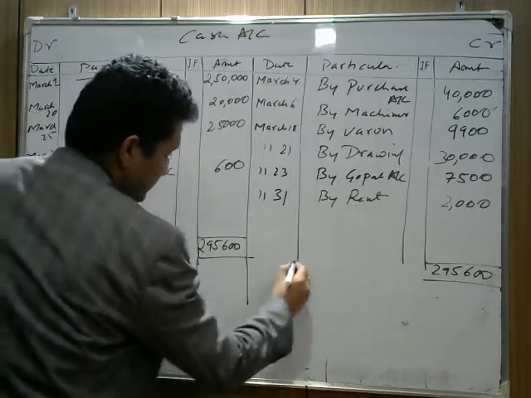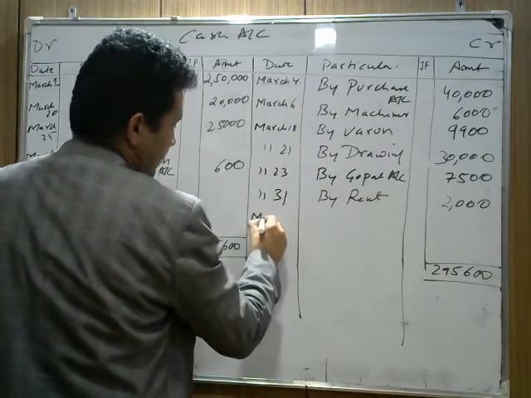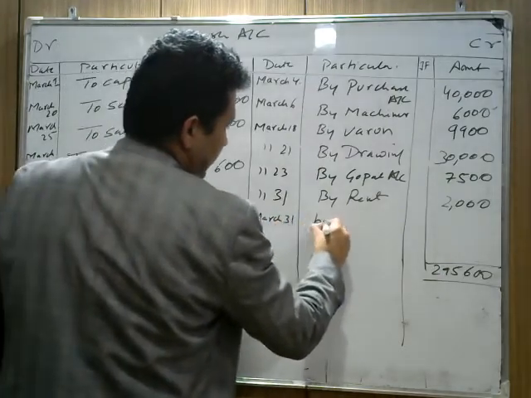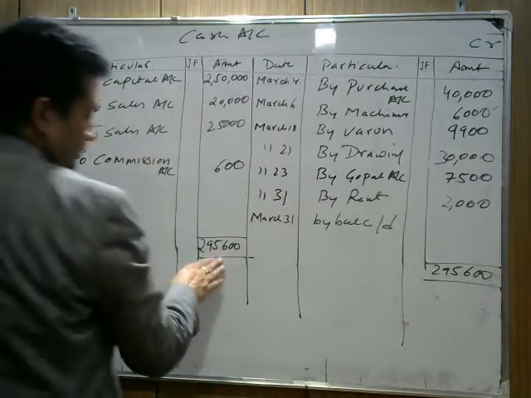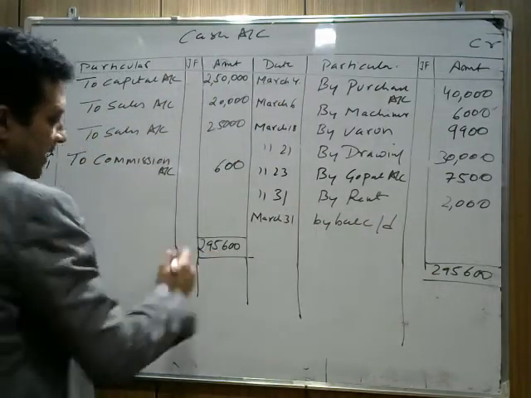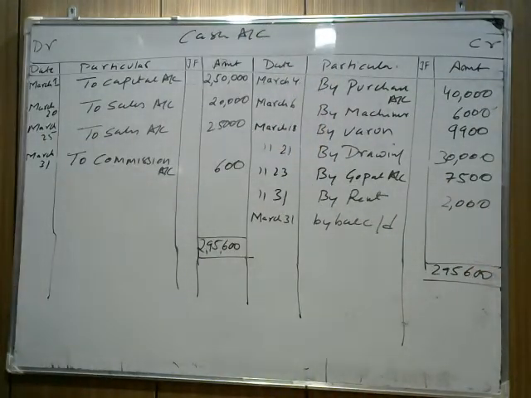295,600. Okay, so how much is your debit side on the close date, March 31st? We write "by balance c/d". How much balance is left? 2,95,600 minus all these items. Your debit side is more, so we get a debit balance. Here's by balance. It is 2,95,600 minus 40,000 minus 6,000 minus 9,900 minus 30,000 minus 7,500 minus 2,000. This is coming 2,200,000.